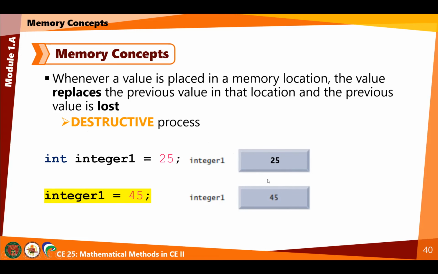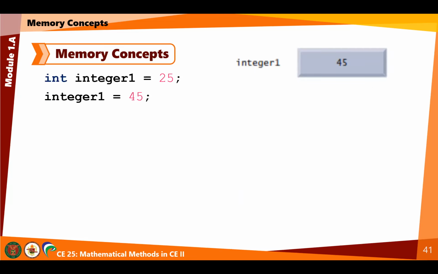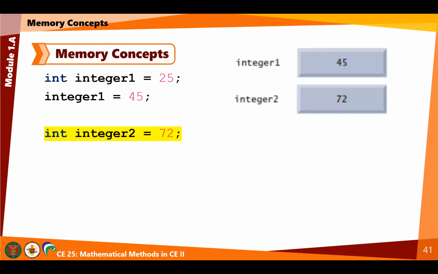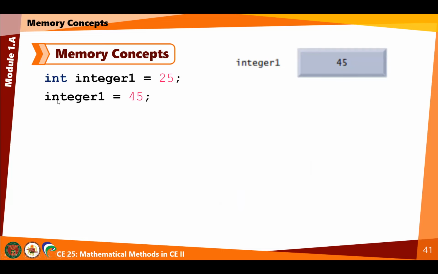Okay? So ganun yung nangyari. So this is a destructive process. Okay, any questions from here? None po. So here, integer 1 equals 25. May chat. Wala naman. Okay. So integer 1 equals 25. And then after this line, na-destroy yung 25, nawala na siya, napalitan ng 45.